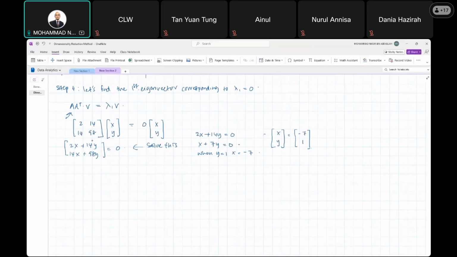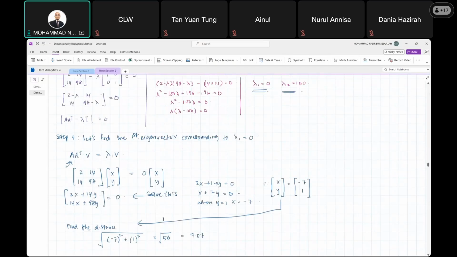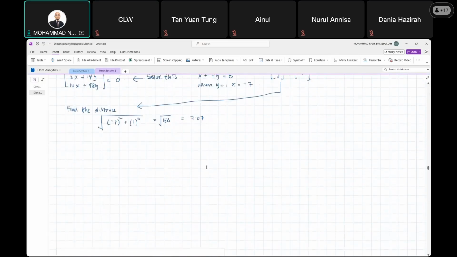So, right. What we need to do in this step is find the distance using Euclidean distance. So x squared plus y squared: negative 7 squared plus 1 squared. Let's take the square root. So this one should be equal to square root of 50, which is 7.07. So then we can conclude our first eigenvector, right? Our first eigenvector is negative 7, 1.